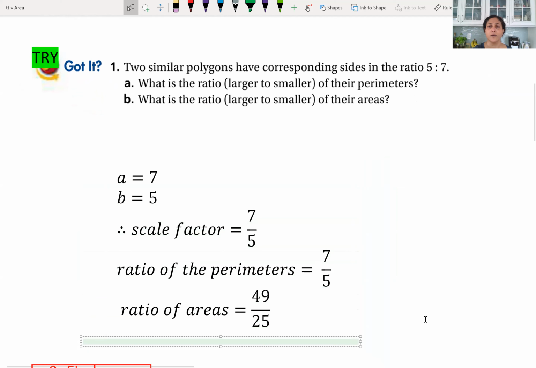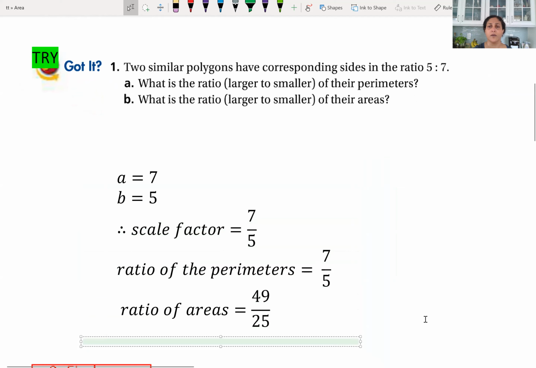Here we go. So I want you to try these. This is a very easy lesson. So it says that two similar polygons have corresponding sides in the ratio 5:7. So what is the ratio of their perimeters and what is the ratio of their areas? Now the only trick here is to know which number goes on top and which goes on the bottom. Normally, you're going to simply do the first figure over the second figure, but here it's telling you to do larger over smaller, so you need to pay attention to that.